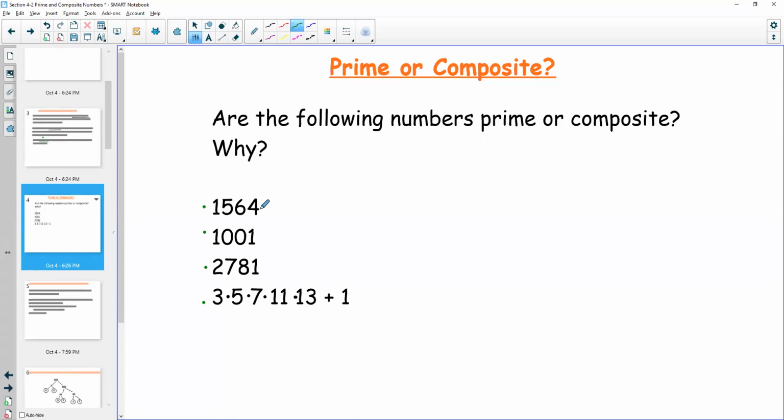So for the first one, I know immediately this one is prime. How do I know? Or sorry, not prime, composite. This is a composite number. Immediately, I know that because I know it's an even number and it's divisible by 2. So if it's divisible by 2, it's divisible by at least something besides 1 and the number, 1,564.